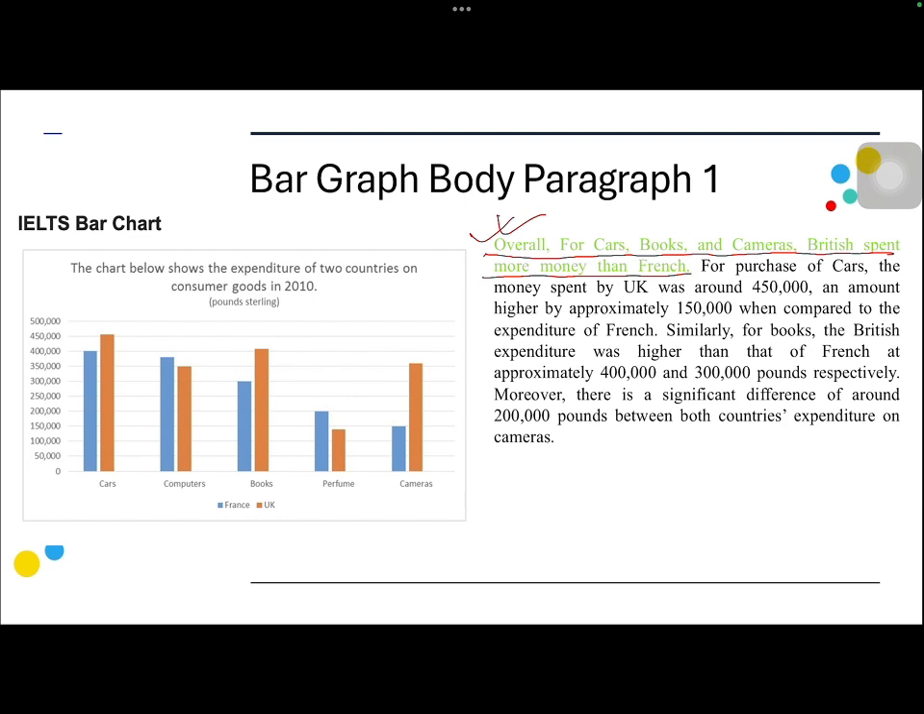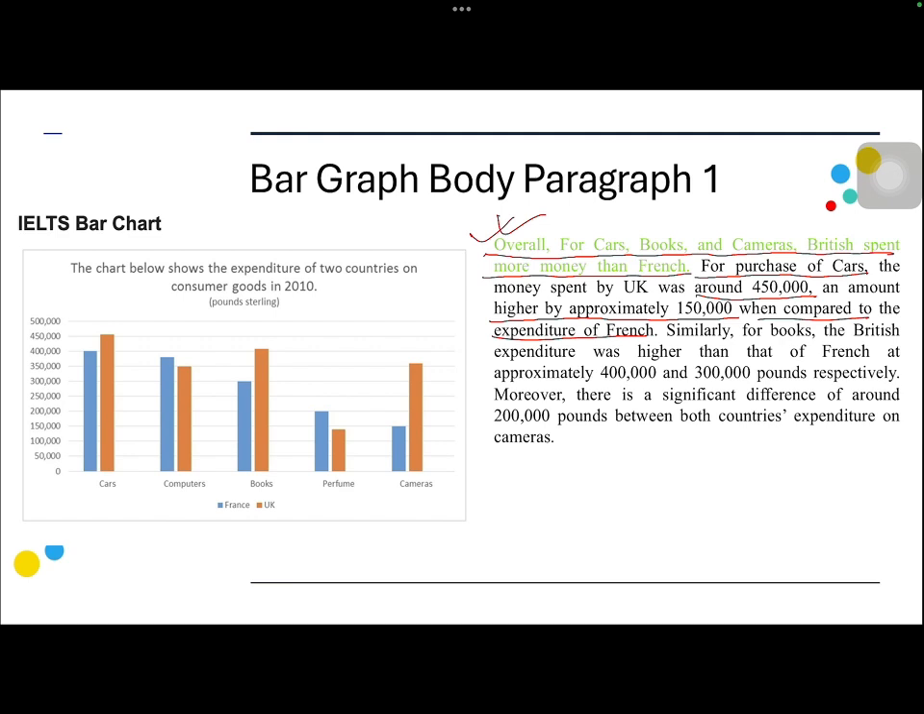Now I'm going to elaborate this statement, and I'm going to mention the amount of money that both French and British have spent on the purchase of cars. So for purchase of cars, the money spent by UK was around 450,000, an amount higher by approximately 150,000 when compared to the expenditure of French. Now, do you see the uses of language, right? I'm giving a very direct comparison.